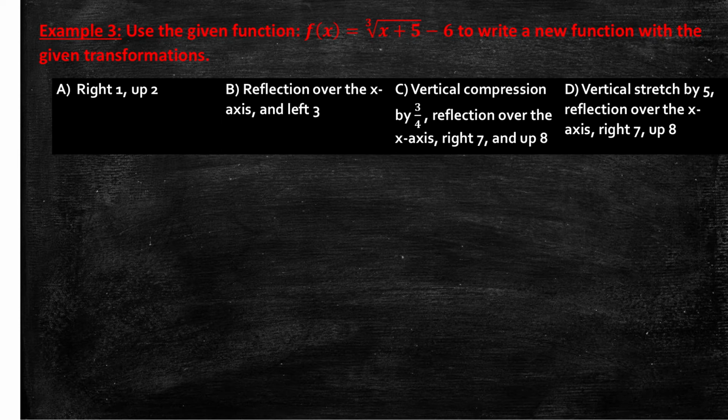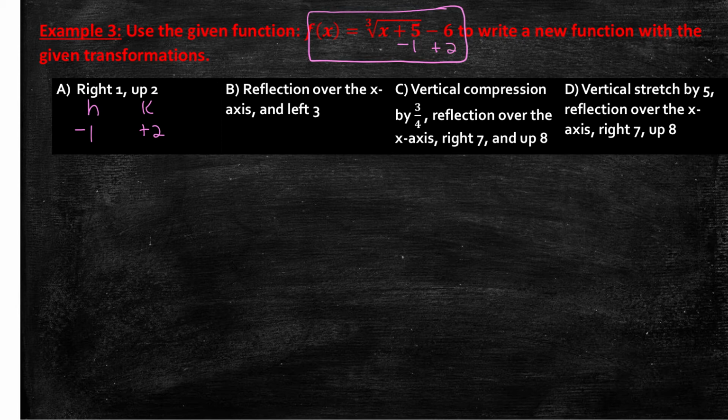Example 3. We want to use the given function f of x equals the cube root of x plus 5 minus 6 to write a new function. So this is just like we did when we had the square root function. Let's look at these transformations. When it moves to the right one, this is going to affect your h value, and you're actually going to subtract 1. So my h is inside the radical. I'm going to subtract 1 there. The up 2, that affects your k, and we're going to add 2 to it. So we're going to do that here.